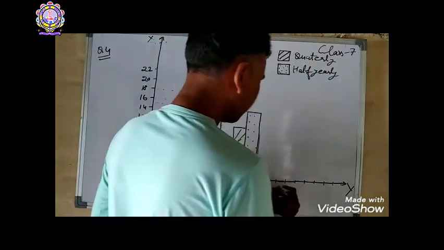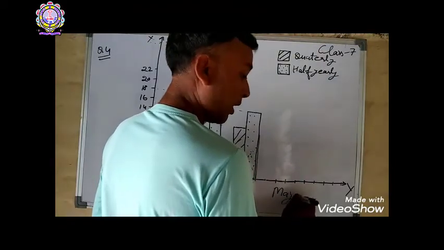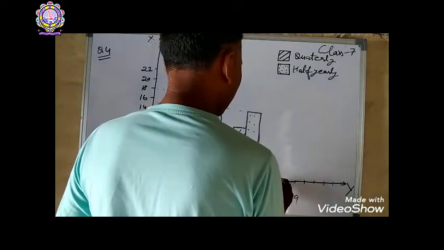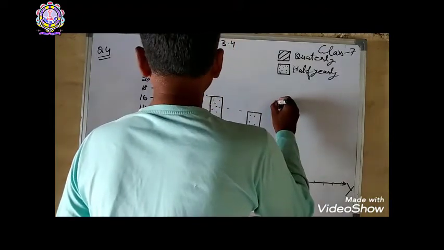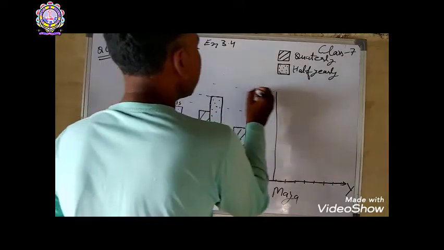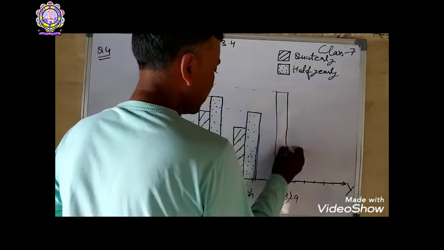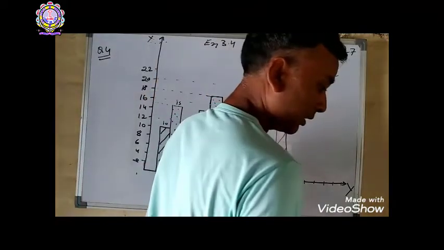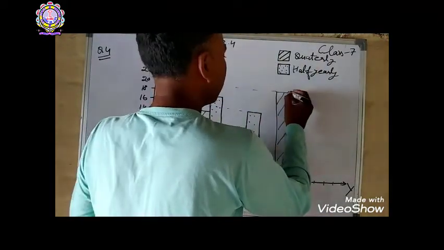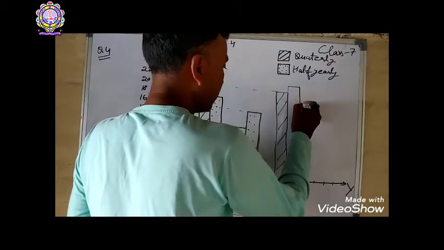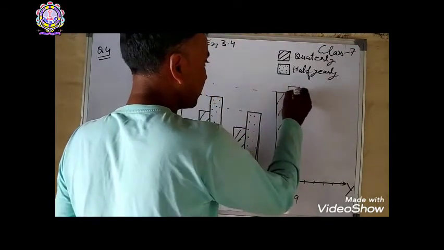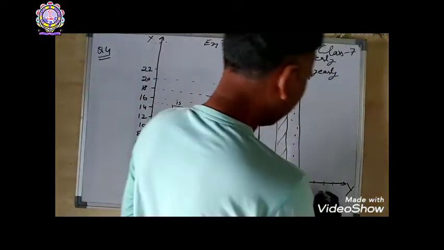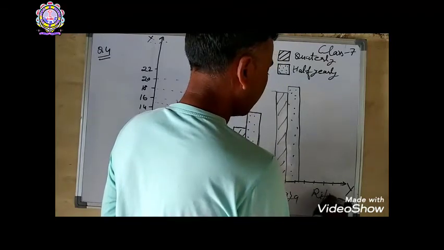Next is Maya. So Maya gets in quarterly 20. Where's the 20? Okay, that is 20. Maya gets 20 in quarterly. And in half yearly she gets 21, one more. That is 21. Maya gets that. And another is Rita. Last one is Rita.